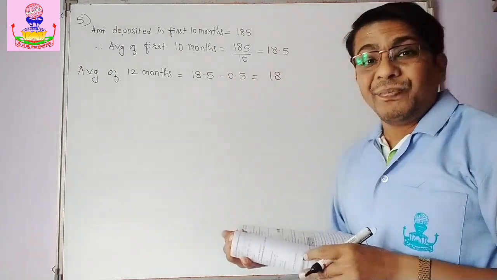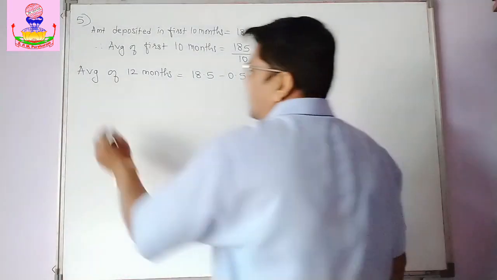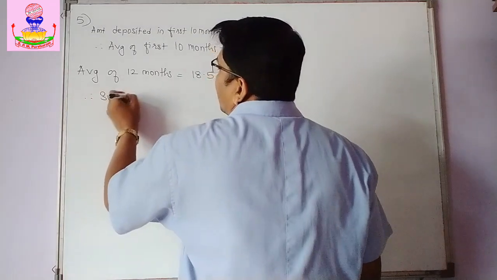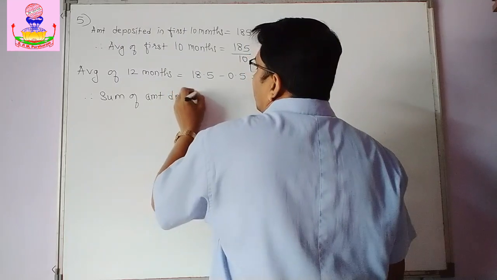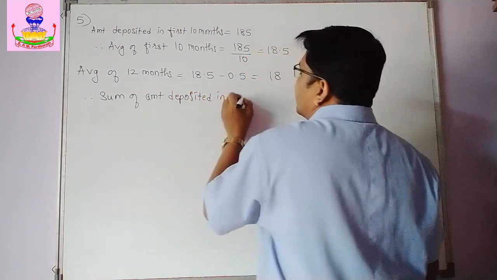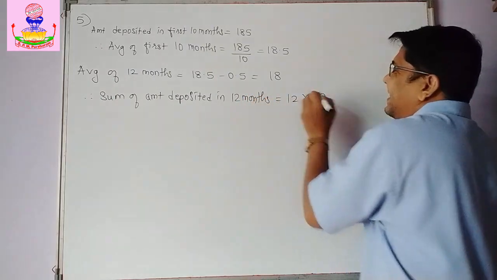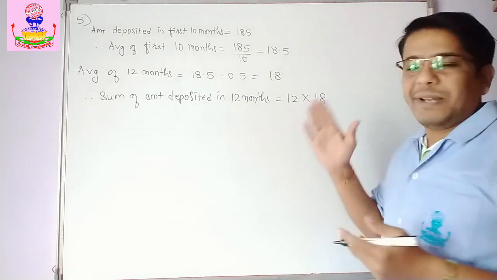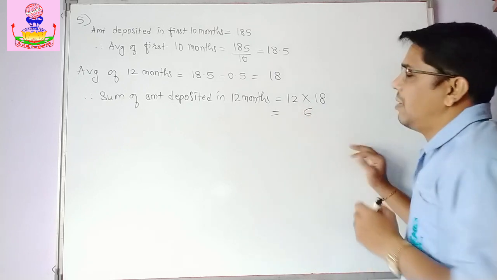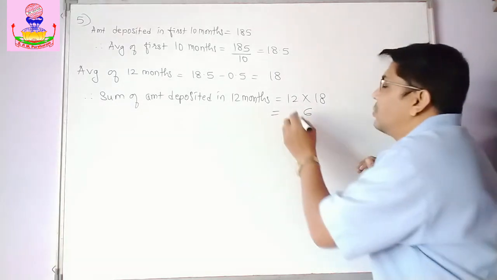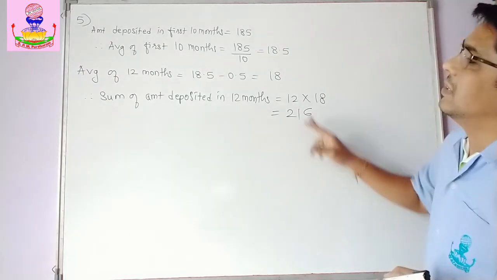18 is the average. Now can I get the sum of the amount deposited in 12 months? Yes, I can. Therefore the sum of the amount deposited in 12 months, how can I find it? 12 into 18, simple. Average multiplied by total number of months. So 12 8s are 96, 9 carry on. 12 ones are 12, 12 plus 9, 21. So the total sum deposited in 12 months is 216.